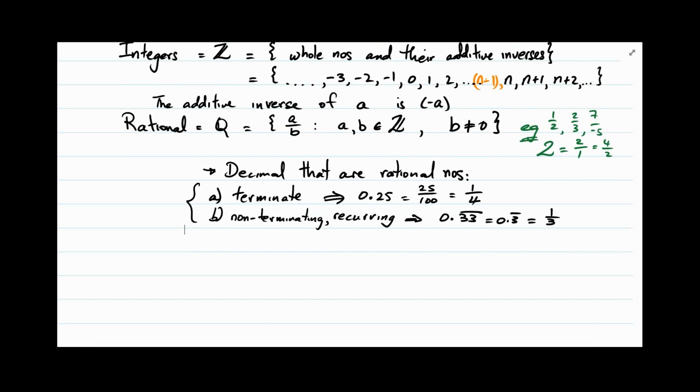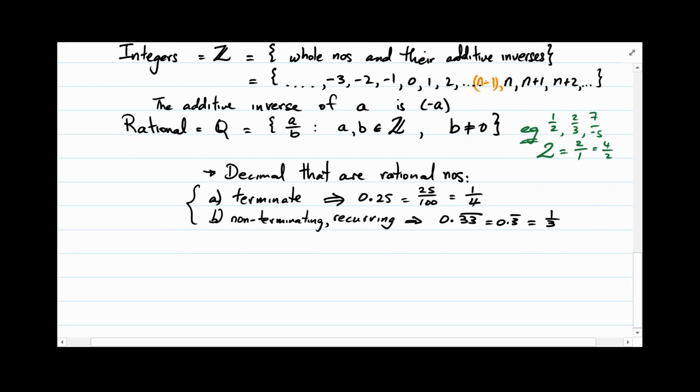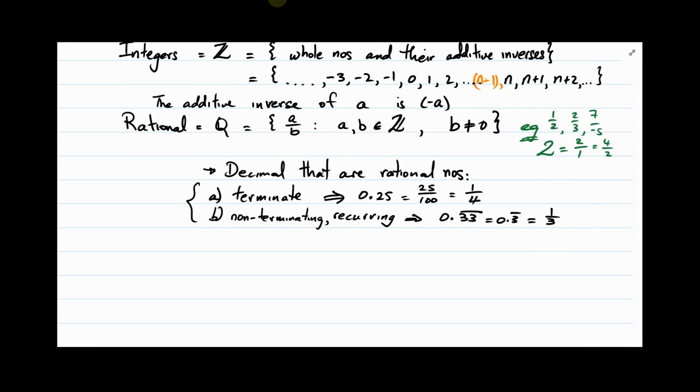So the question comes in, what else do we have? And we have irrational numbers. So the irrational numbers are not really a number system, but so irrational numbers, and we'll use the symbol Q complement. This means it is a set that is not a rational number.